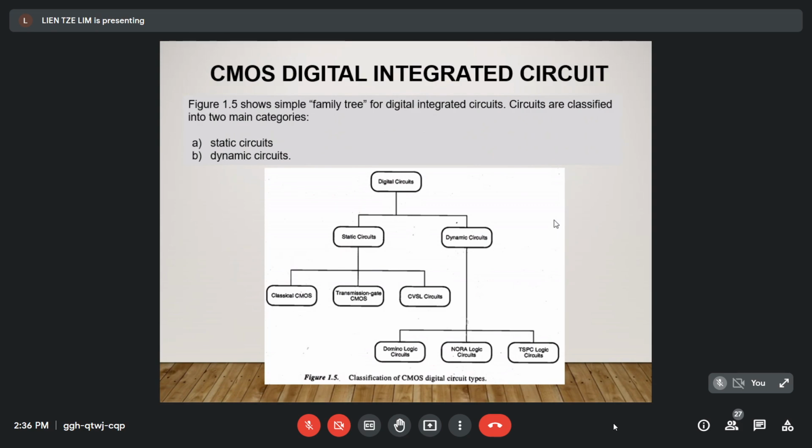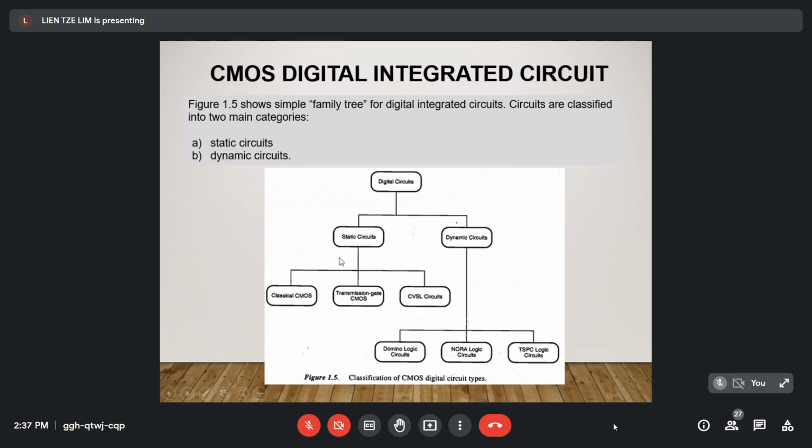So between the static and dynamic circuit, you can see the chart here. This chart shows the types of digital circuit. There are two branches, static circuit and dynamic circuit, under digital circuit. Static circuit covers the classical CMOS, transmission gate CMOS, and CVSL circuit.